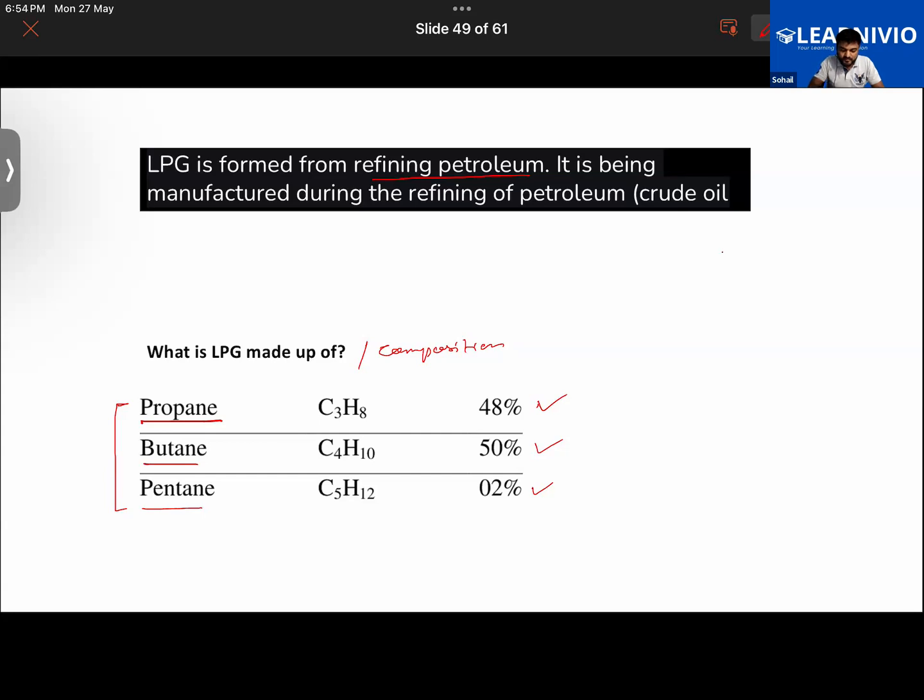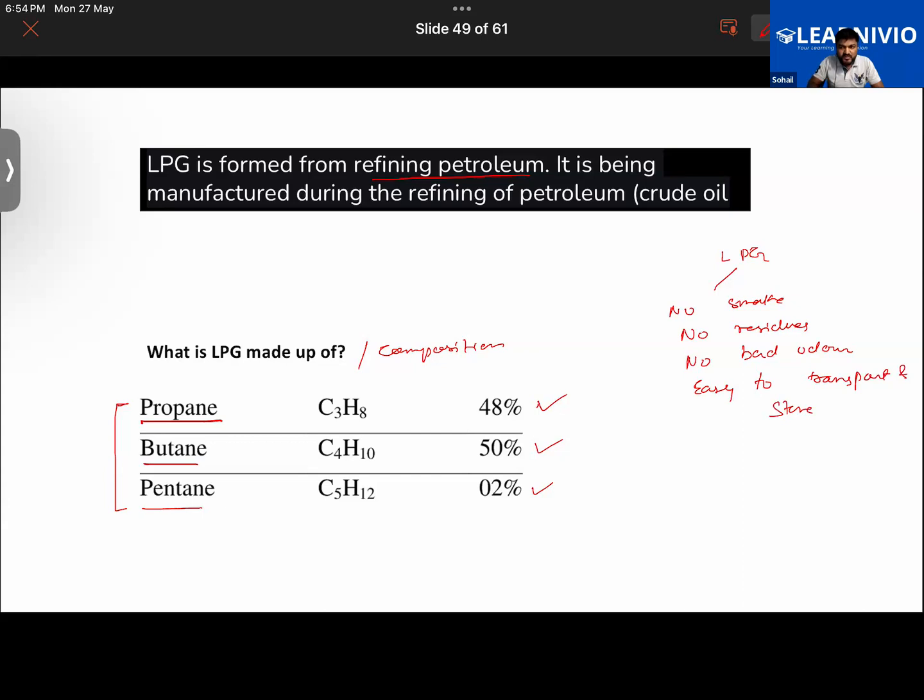It doesn't produce smoke on burning. It doesn't leave any black residue after burning. Very good. No residues left. No bad odor. Very good. It is easy to transport and supply. Shikrika said that already. Easy to transport and store.